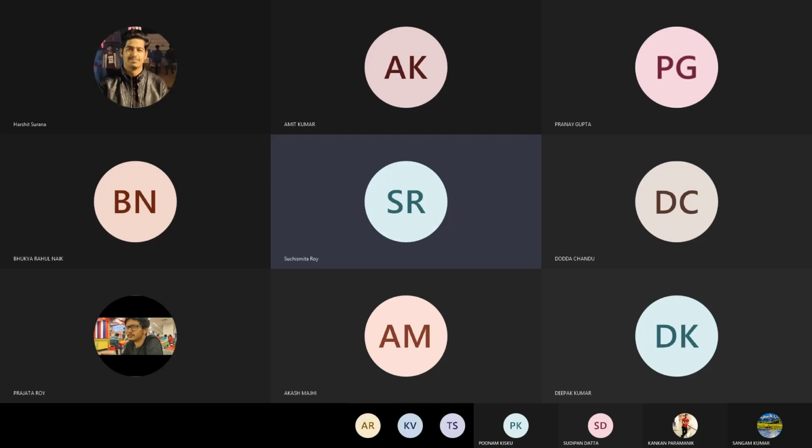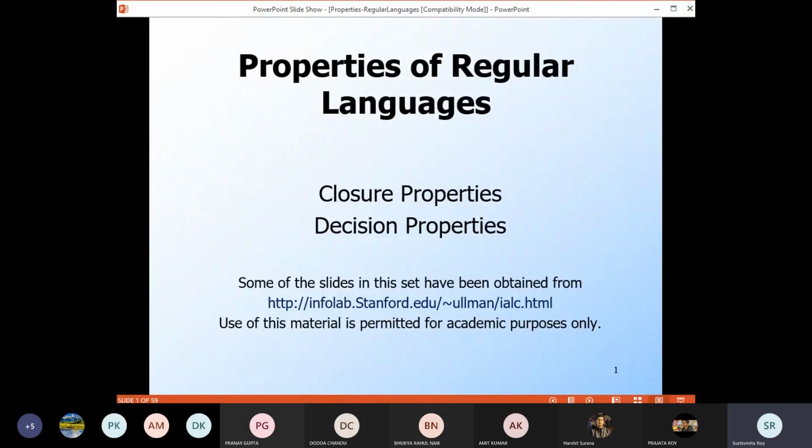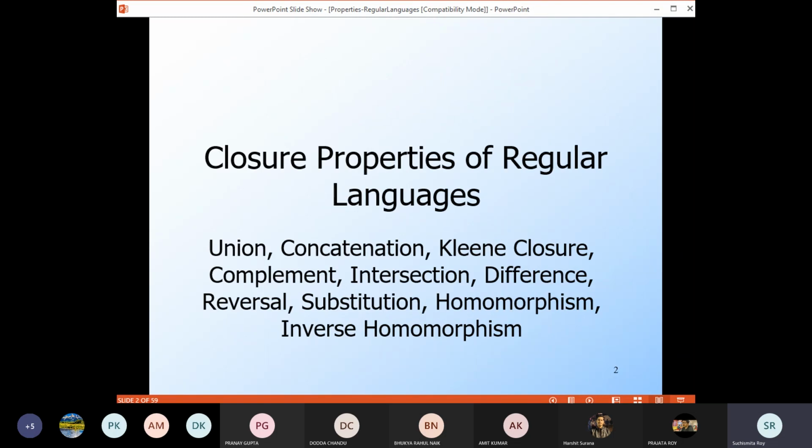Properties and decision properties. In fact, we have been discussing closure properties for some time now. Under closure properties, the operations which we discuss will be union, concatenation, Kleene closure, complement, intersection, difference, reversal. These we have already completed. And today we'll be looking at substitution, homomorphism, inverse homomorphism, in addition to decision properties.